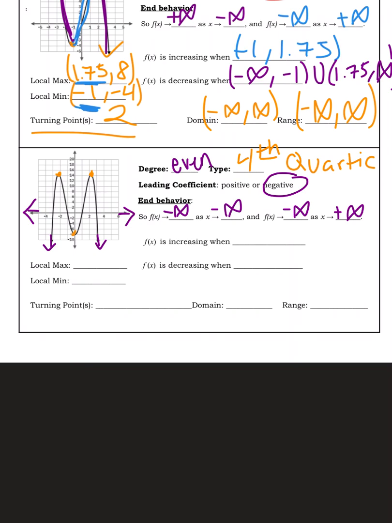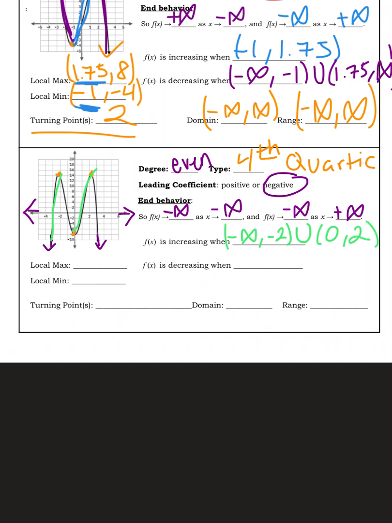Alright, so let's move on. When is this graph increasing? When is it decreasing? Let's figure this out. So it is increasing. It is going up right here and right here. So we're going to kind of round so we have pretty numbers. So we're going to go from negative infinity to -2. And then union, meaning there's another part to it, from 0 to 2 again.